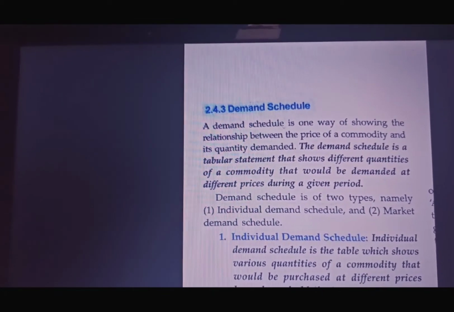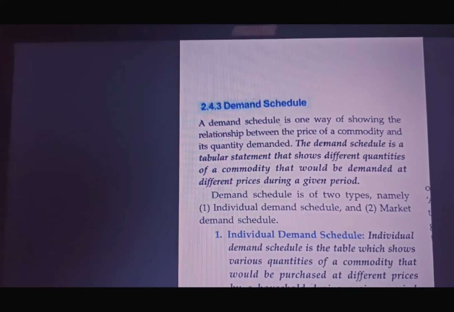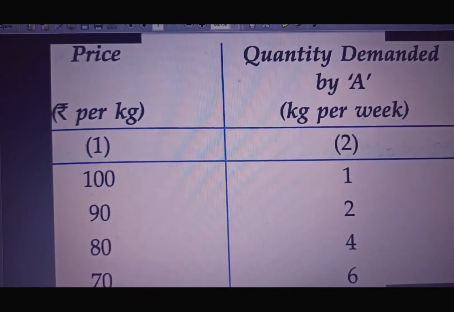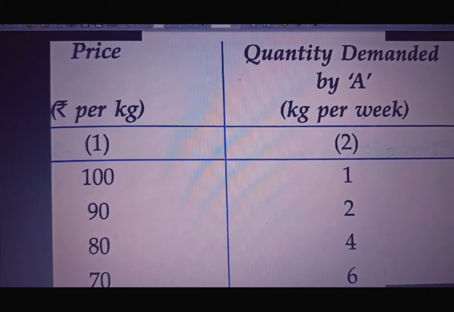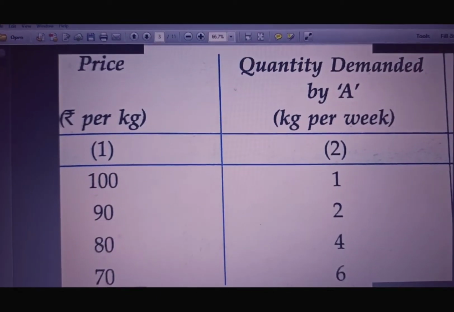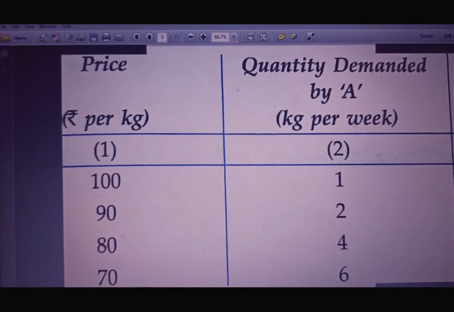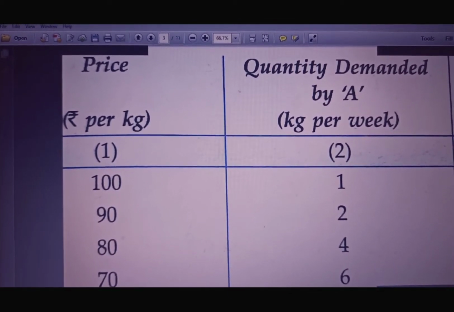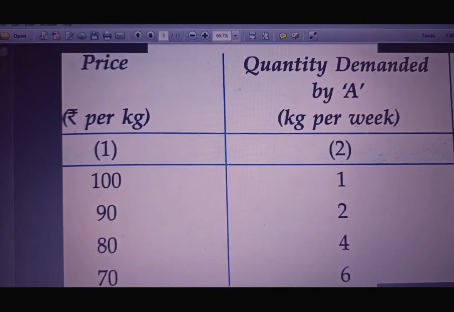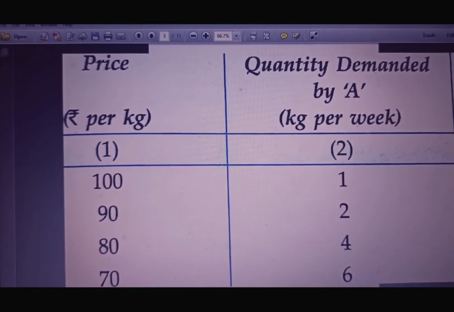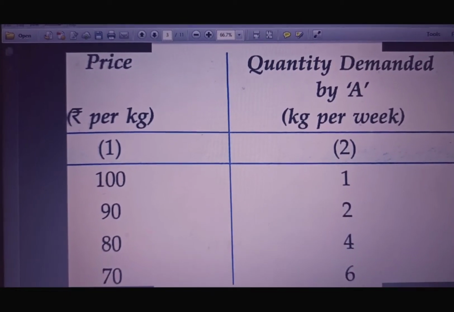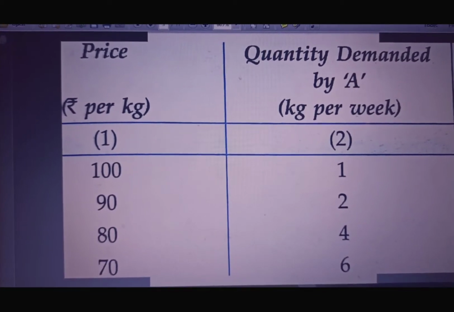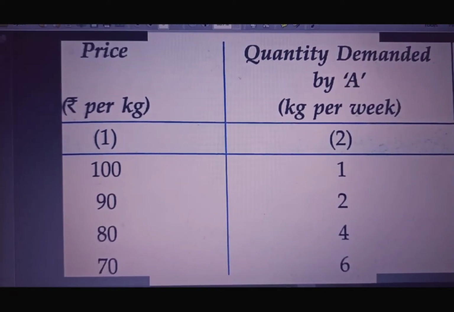So let's have a look at the individual demand schedule and its graph. In column 1 we have taken price per kg. In column 2 we have taken quantity demanded per kg per week. For consumer A, at rupees 100 the quantity demanded is 1 kg, at rupees 90 it is 2, at rupees 80 it is 4, and at rupees 70 it is 6. So we can understand that at different prices we have different quantities demanded by the individual. This is known as the individual demand schedule.